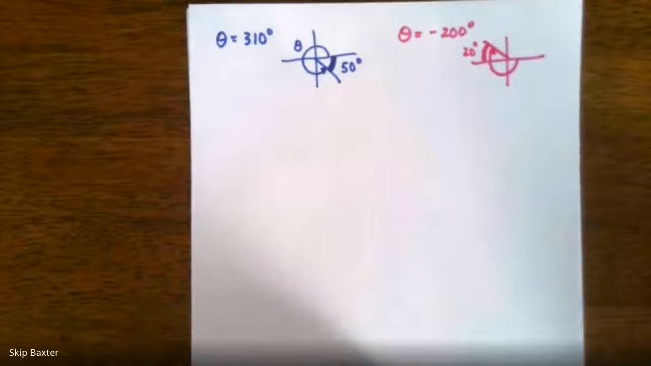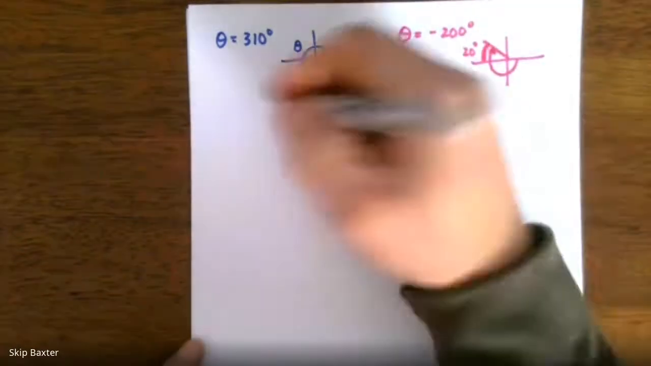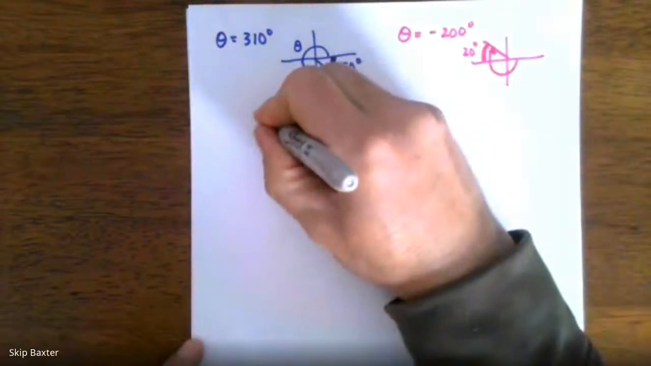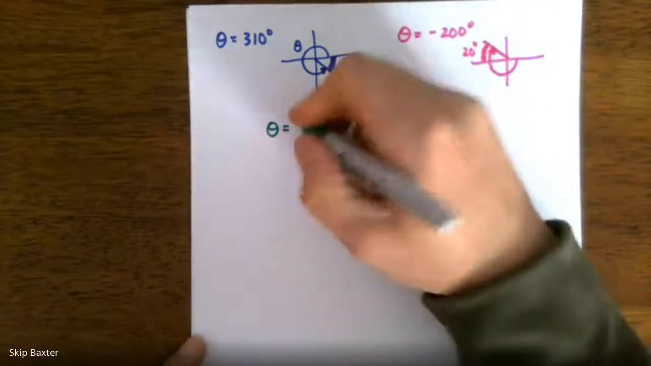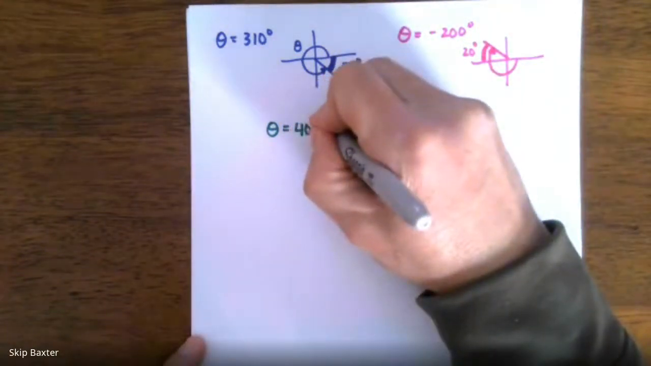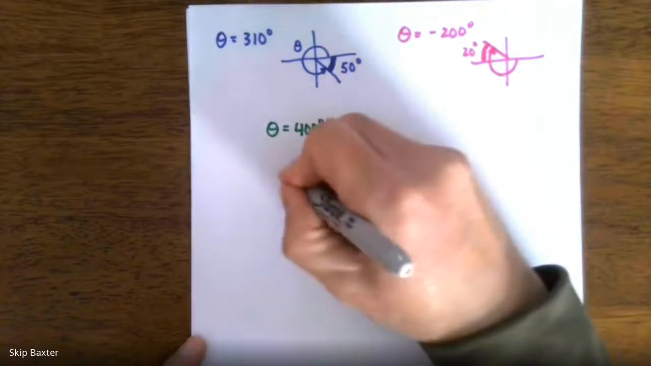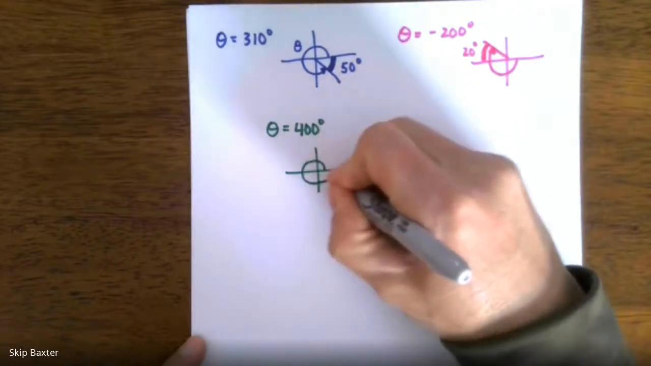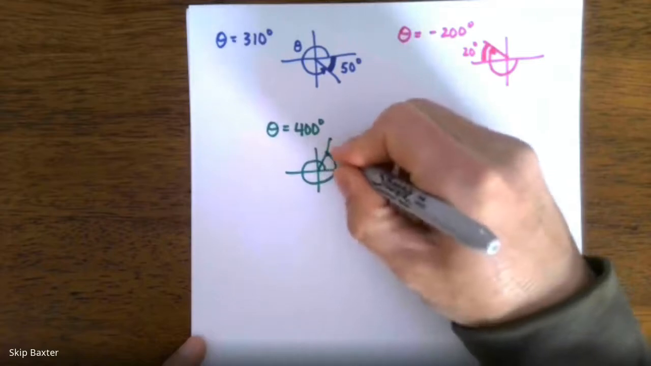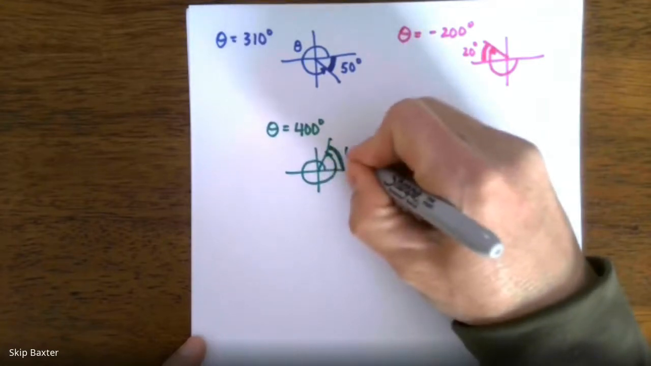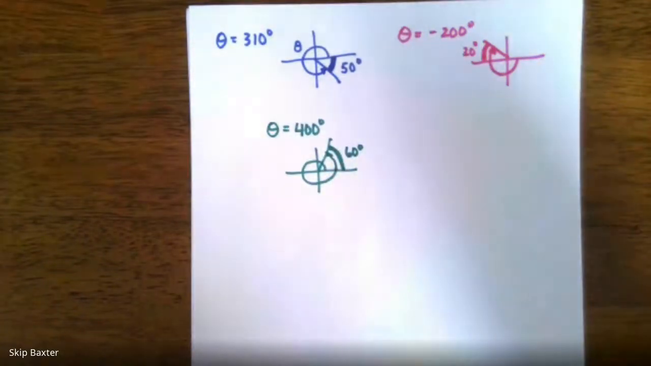You should be good at this from last year, but let me just do one more example. Suppose theta equals, what if it was more than 360? Like what if it was 400 degrees? Same thing. I know 360 is a complete rotation, so 400 would be 60 degrees more than that. And if that's the angle I'm trying to find right there, that's 60. That's how many more degrees you went.